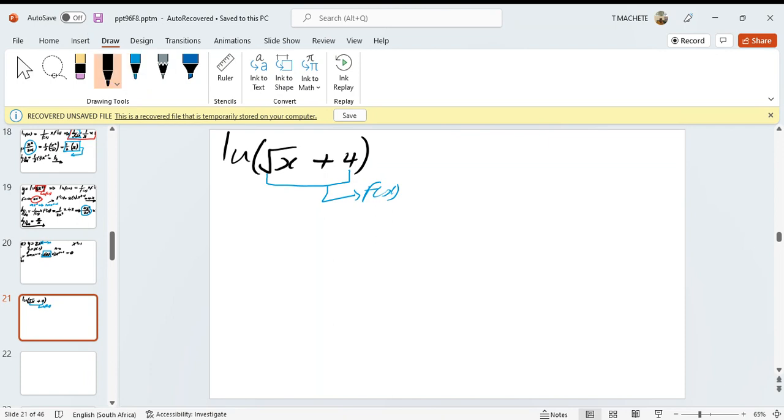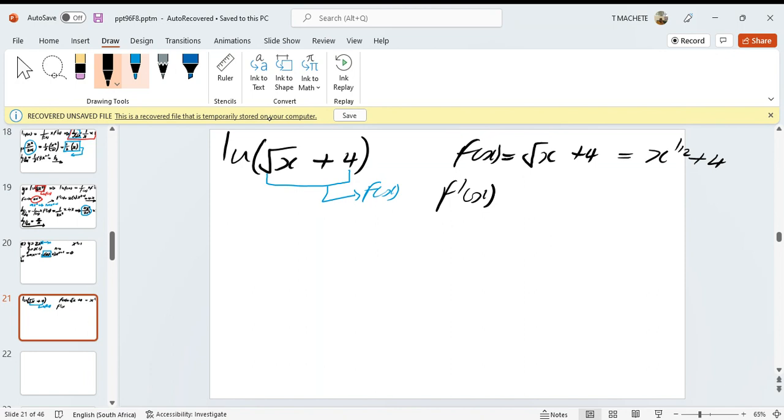Okay. So that's your f of x. You write it down. F of x is equals to square root of x plus 4. Before you can differentiate it, you can't differentiate this square root. You have to change it to exponential. So this is what you're going to do. You're going to write it as x to the power 1 over 2 plus 4. You write it like that. Then you differentiate.